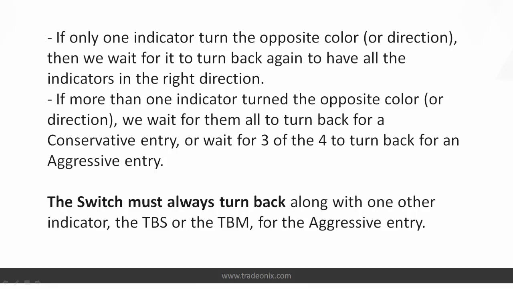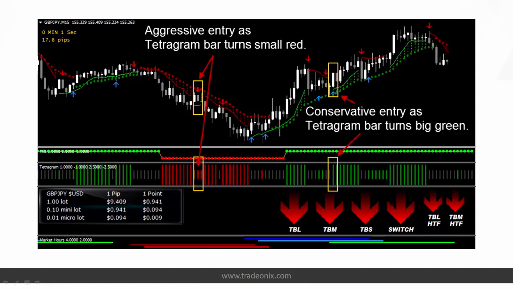We are going to cover this in another video. The aggressive entry: as the tetragram bar turns to a small red bar, we have the pullback as it had turned gray. And then as we get 3 of the 4 indicators turning into the proper direction, this is represented on the tetragram by a small red bar.